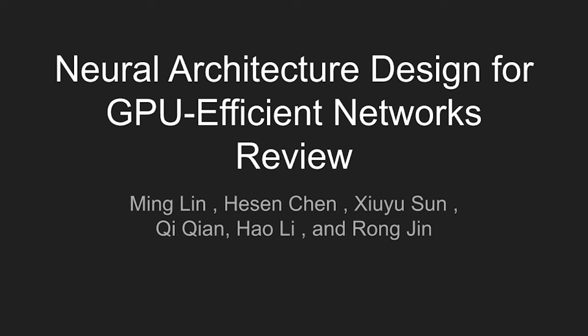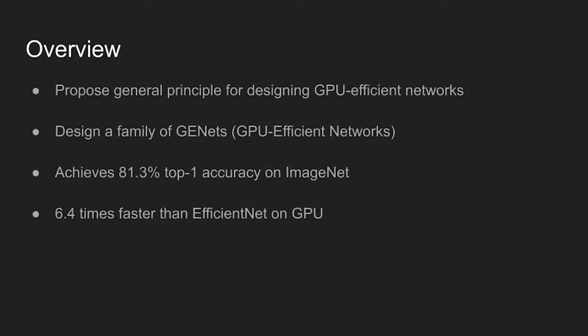Today's paper is Neural Architecture Design for GPU-Efficient Networks. The authors of the paper state that most of the optimized deep learning models do not leverage the architecture of modern GPU for fast inference, and leads to suboptimal performance. To solve this problem, paper proposes a network called GNets, referred to as GPU-efficient networks. The model achieves 81.3% top 1 accuracy on ImageNet classification, and it's 6.4 times faster than EfficientNet on GPU.